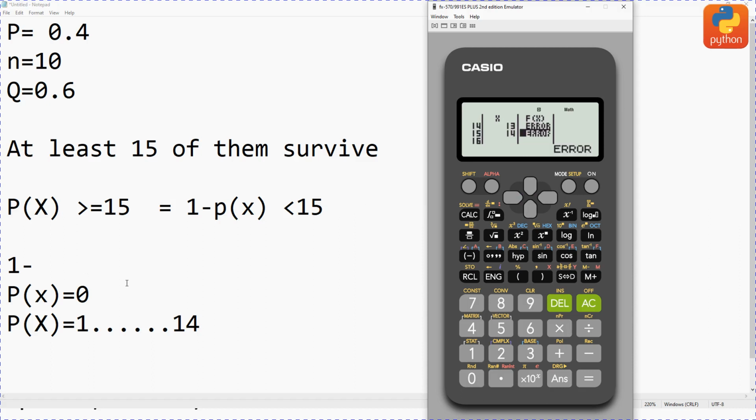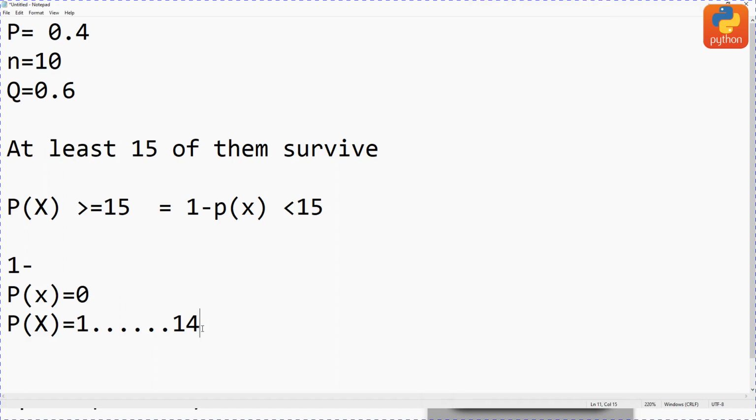so after writing you find a summation. So now find summation, compute summation of probability of x from 0 to 14. Find the summation. After finding the summation, now take 1 minus the sum. Okay.